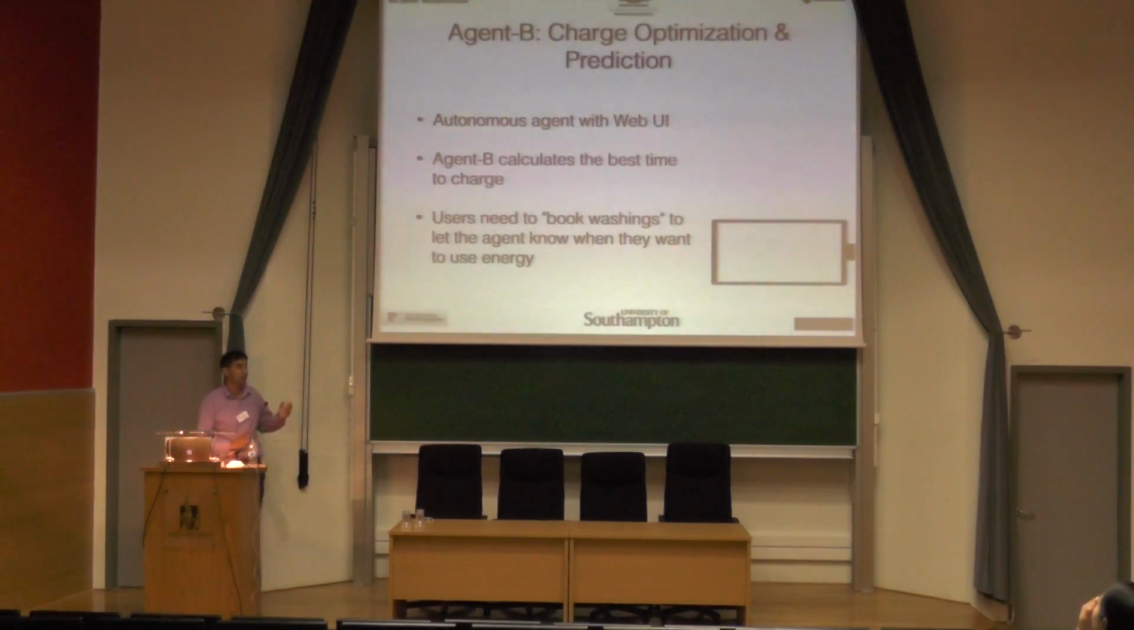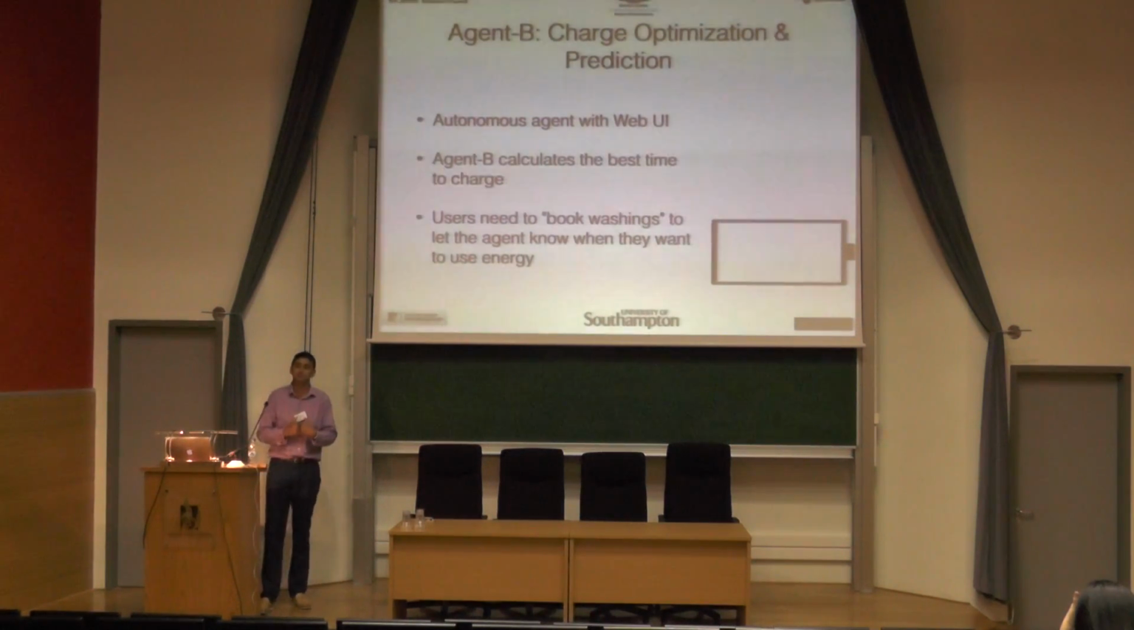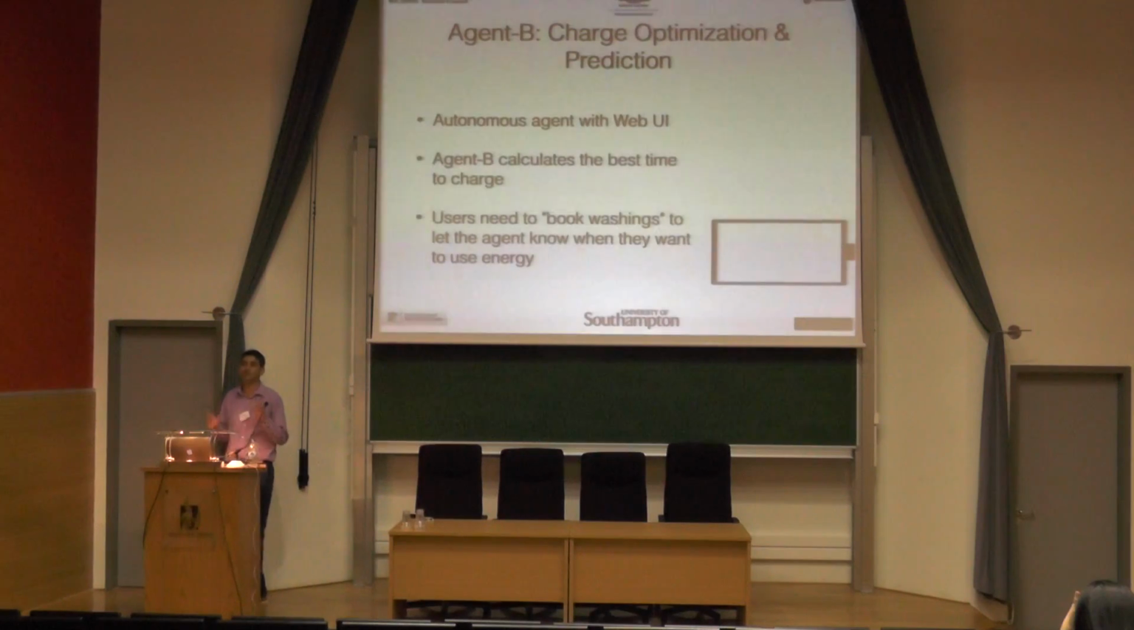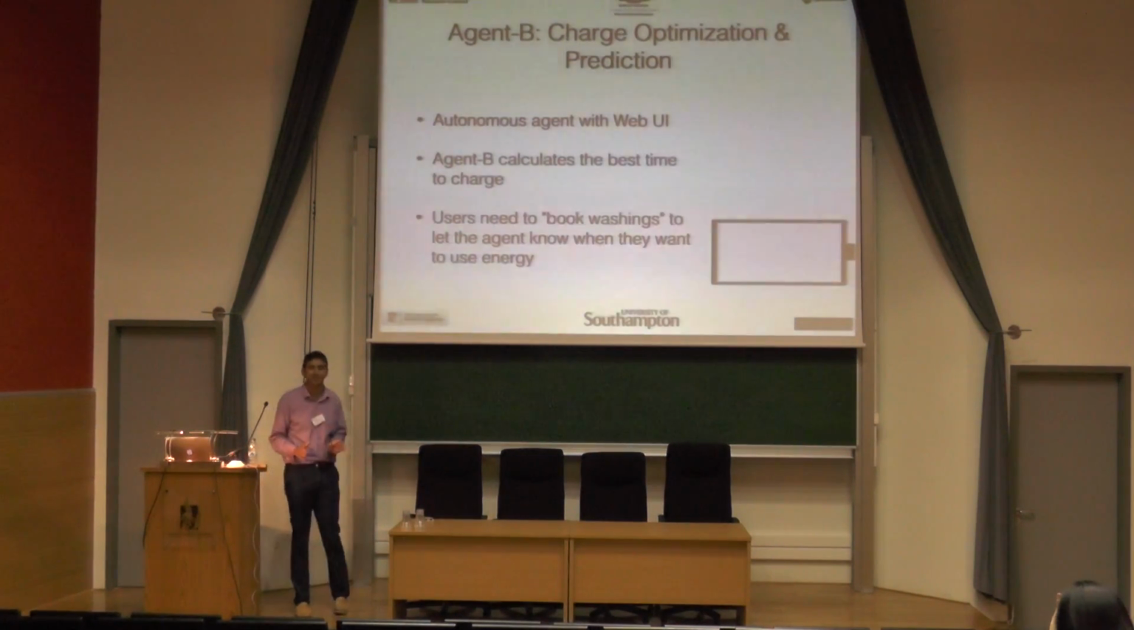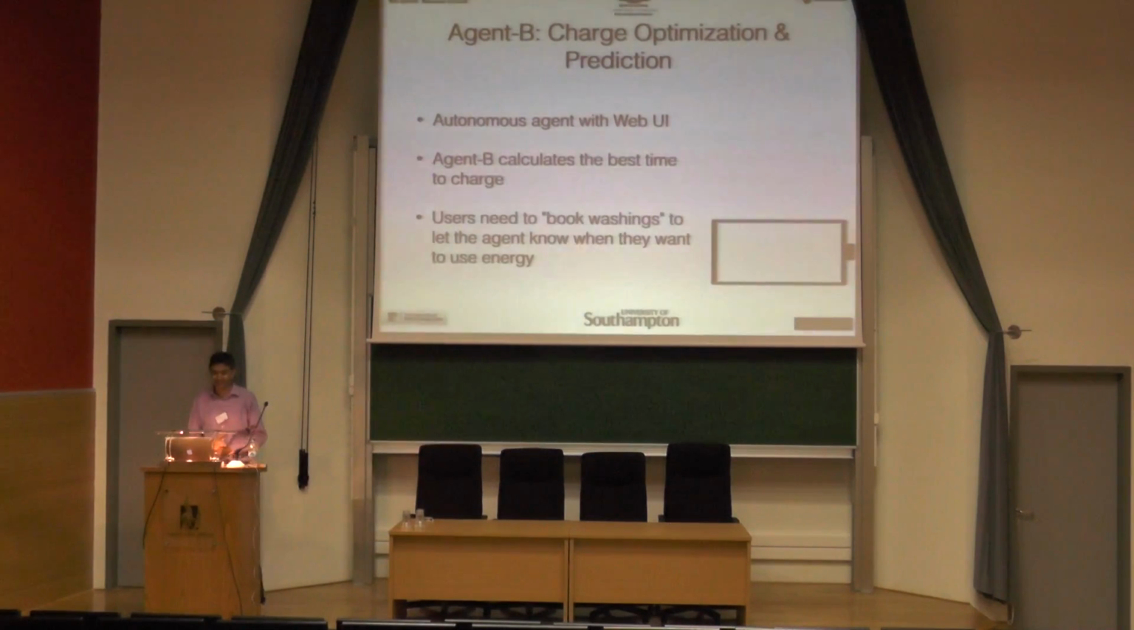What we call agent B, the battery agent, was designed to be in the background. It was not meant to be in the foreground, so it was not like a virtual agent sitting there saying, hello, how are you, do you want to charge your battery today? No, it was not like that, it was not like Paperclip. It was hidden in the background. Okay? So agent B calculates the best time to charge.